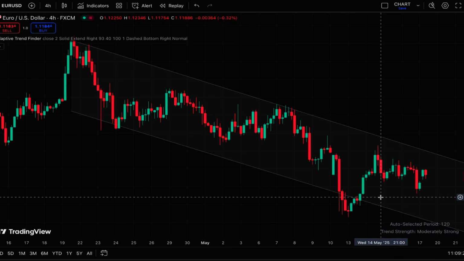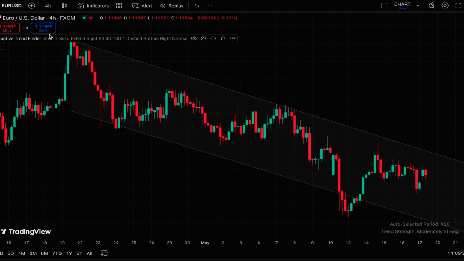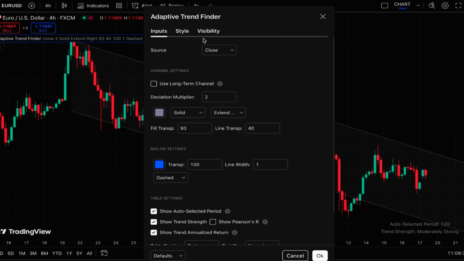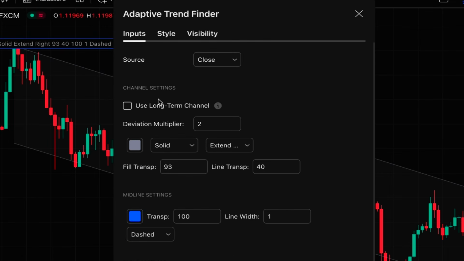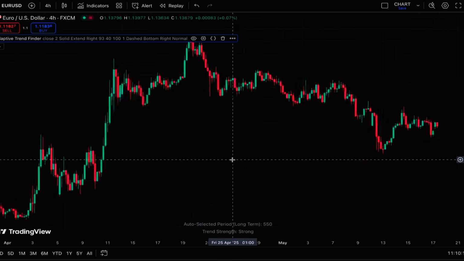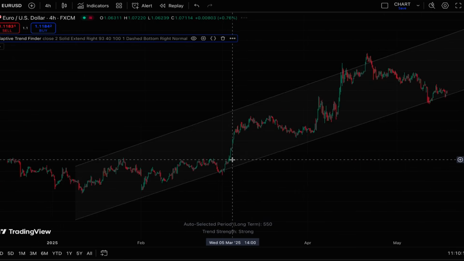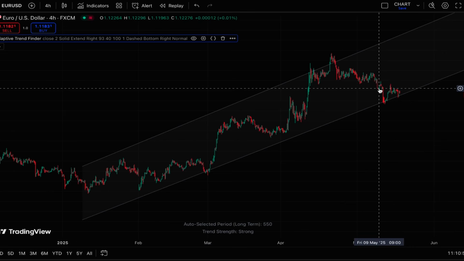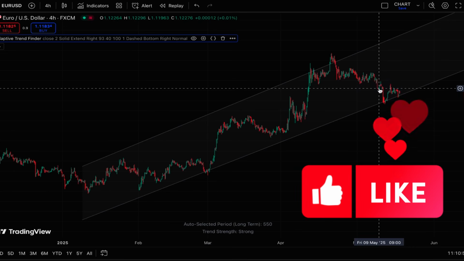By default, it is set for the current short-term trend of the market. And if we go to the settings of the indicator, we can change it to identify the long-term trend of the market. Here for channel settings, you can see that we have an option for long-term channel. If we choose this one, the indicator will find the longer-term trend of the market, which is actually the overall trend of the market, and shows a trend channel that fits the price action.